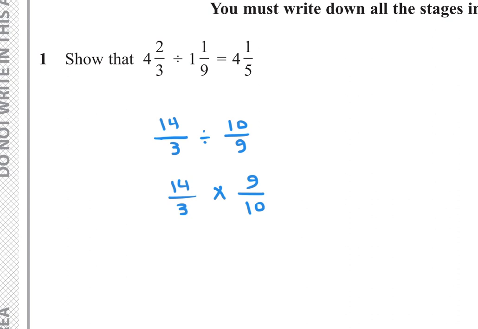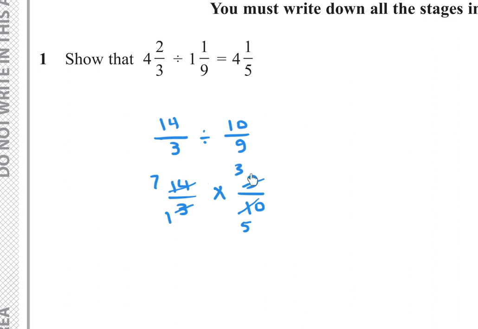You have 3 and 9, you can divide by 3. 3 divided by 3 equals 1. 9 divided by 3 equals 3. 14 and 10, you can divide by 2. So 10 divided by 2, 5. 14 divided by 2, 7.